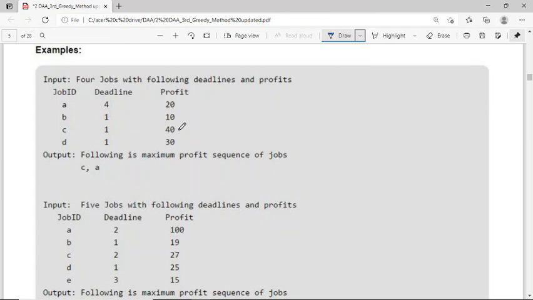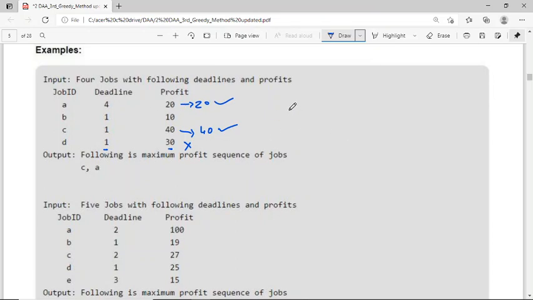First you need to arrange these. Which one is the maximum? Take 40, and what is the time slot? 1. What is the next maximum? It is 30, time slot is 1. So we will not take this, because slot 1 is already busy. And 10 is the lowest profit. The next after 30 is 20. What is 20's deadline? It is 4. So okay, we can accept this.